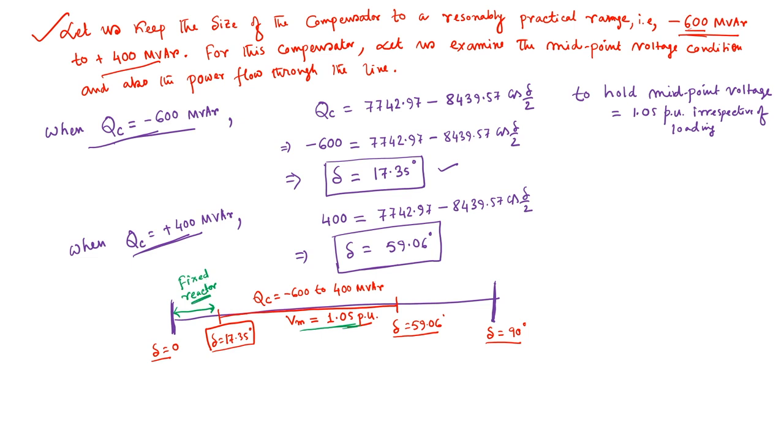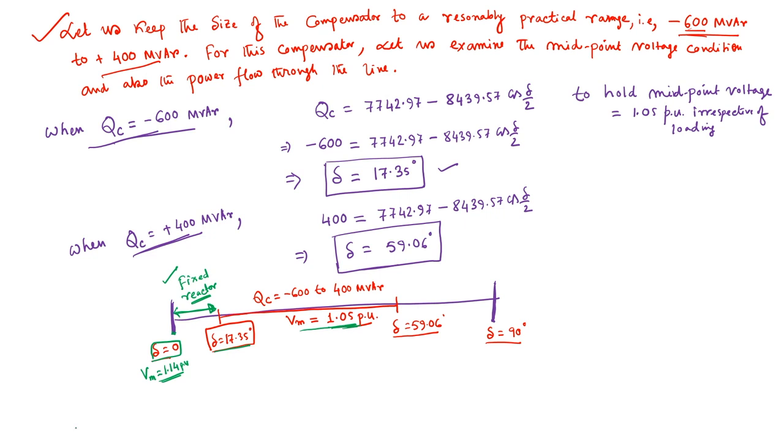this over voltage to some extent, because you know that when delta is equal to 0, the midpoint voltage is 1.14 per unit, which is around 14% higher than the nominal voltage. Since within these values of delta, from delta equal to 0 to delta equal to 17.35, this compensator will act as a fixed reactor, it will definitely mitigate some amount of over voltage, but it cannot ensure that the midpoint voltage would remain constant at a desired value. In this problem, this value we consider to be 1.05 per unit.